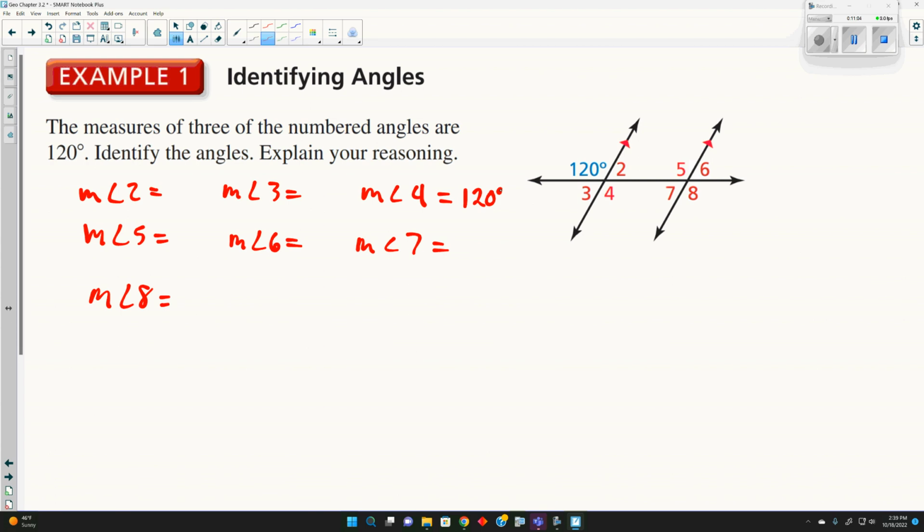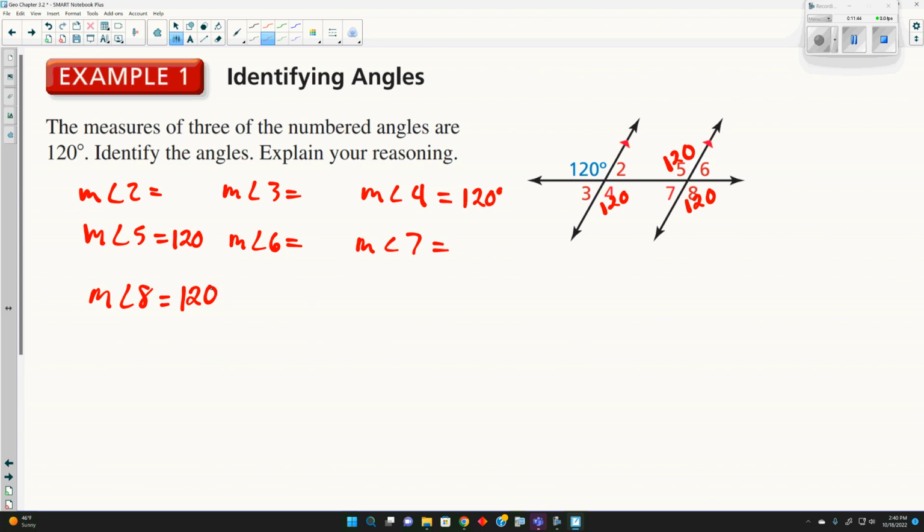So 5 would be 120 by, if we were explaining it, 4 and 5 are what to each other? Alternate interior angles. Because two angles that are on opposite sides of the transversal and between the parallel lines are alternate interior angles. Alternate interior angles are congruent. So we know this is 120, this is 120. So we know 8 is 120.